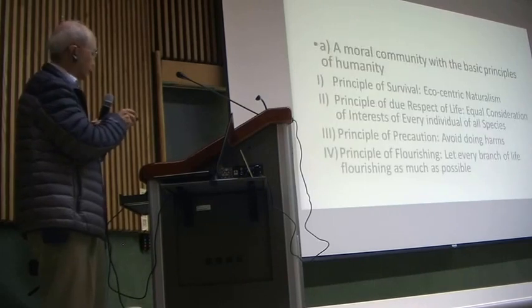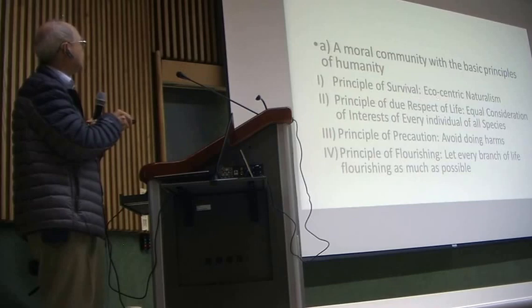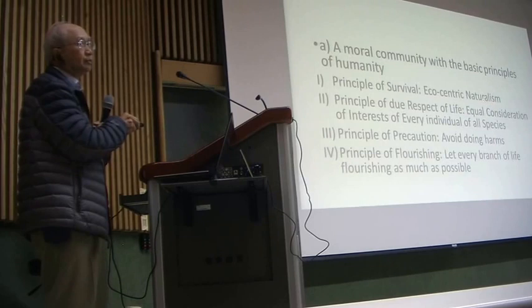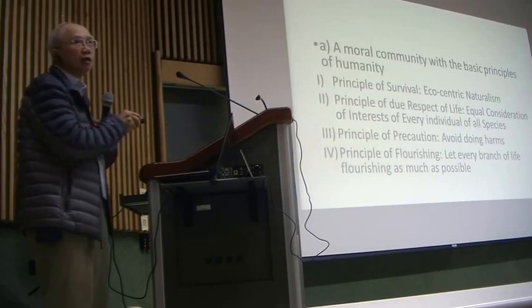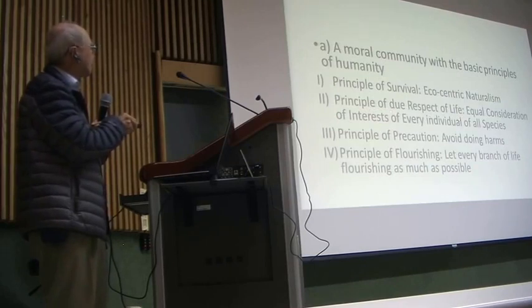Now, from each one of these subtitles, I'd like to list a certain kind of principle as far as I could think. Say the principle of survival, that is, we should more or less adopt a kind of egocentric naturalism. I call it naturalism, unless we find some kind of crisis or dangers with the actual development. Otherwise, nature is still our best guide. And then the principle of due respect of life, that is, equal consideration of the interest of every individual or all species.